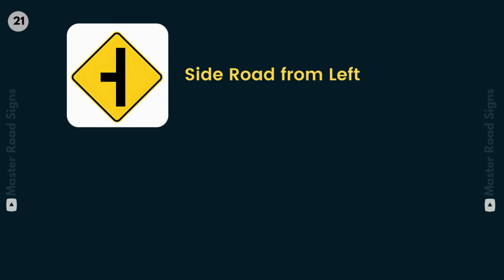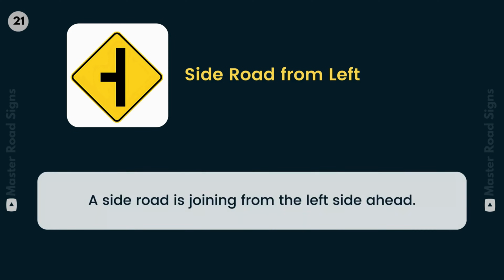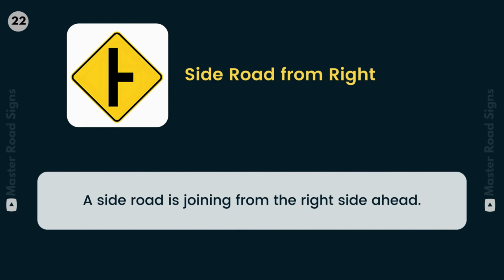Side road from left sign. A side road is joining from the left side ahead. Side road from right sign. A side road is joining from the right side ahead.